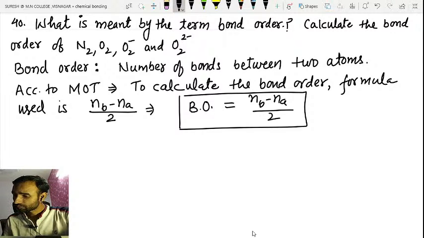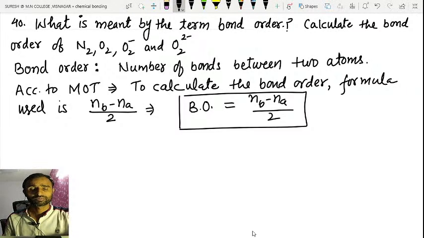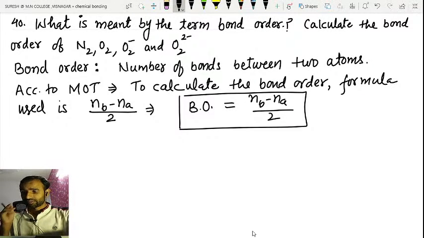Yes, Atul, you are right. See, NCERT exercise is very, very important for 11th and 12th both.